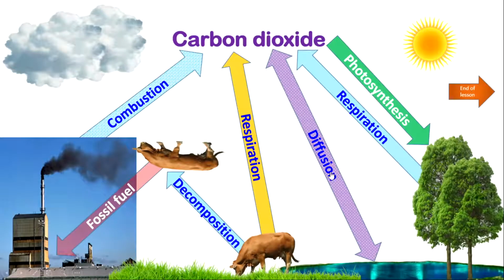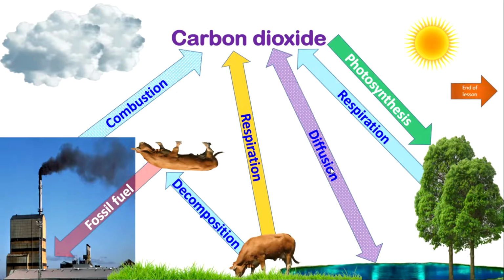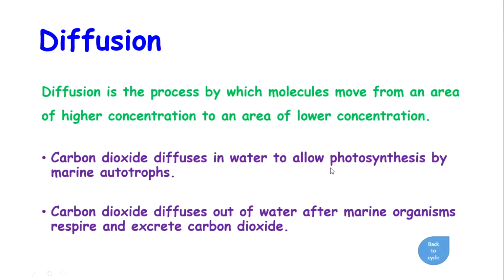Let's look at diffusion. Diffusion is simply a process by which molecules move from an area of higher concentration, meaning a lot of particles are there, to an area of lower concentration, which means fewer of those same particles are in that area. The particles are moving from where there is a lot to a place where there is less. That is simply diffusion.